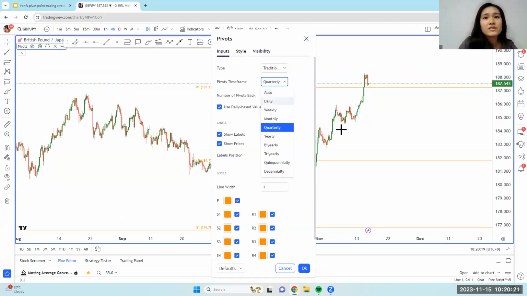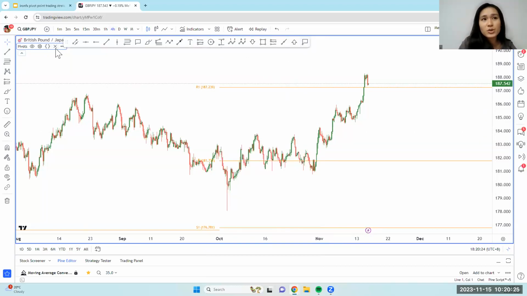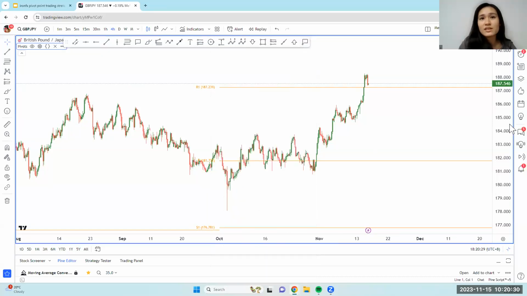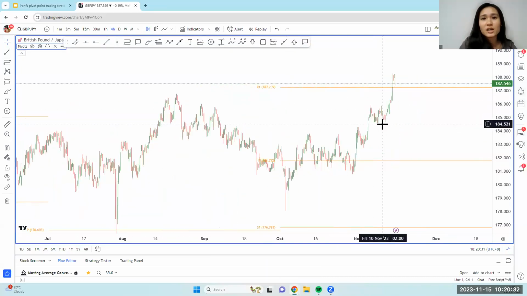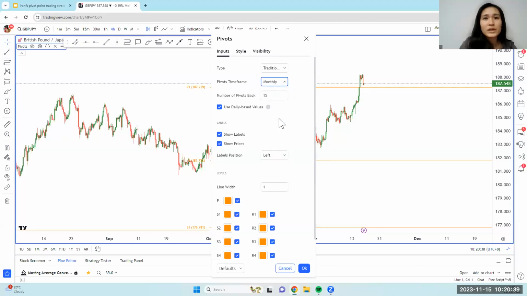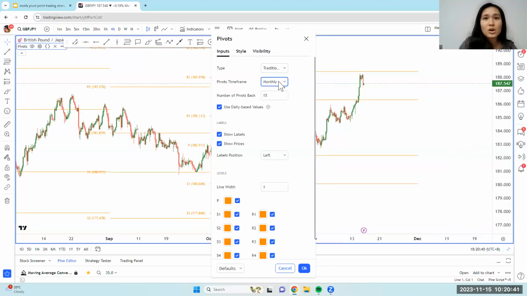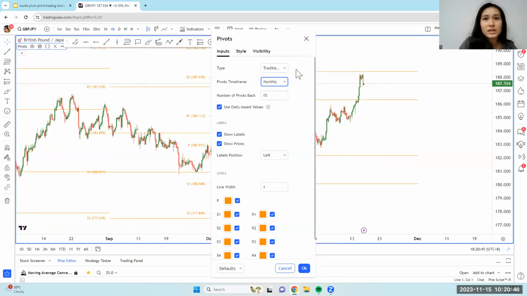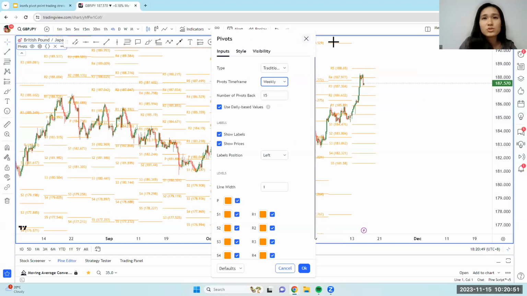Okay, so depending on which time frame you are looking at, in this case, if I'm looking at the 4 hour time frame, you obviously wouldn't want to be looking at the quarterly time frame because it covers too much of the time frame. Okay. So you might want to stick with either monthly or even weekly. Okay. But I typically prefer monthly because weekly is a little bit too recent.